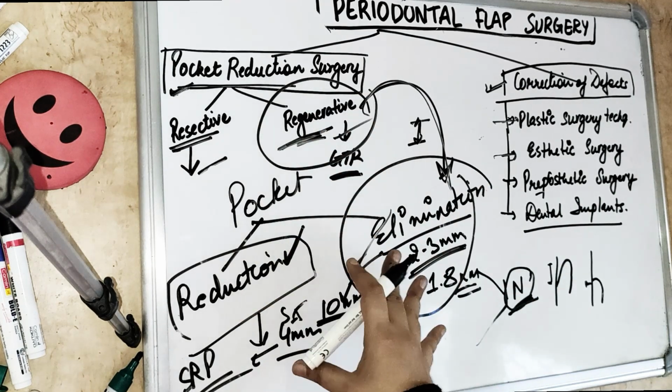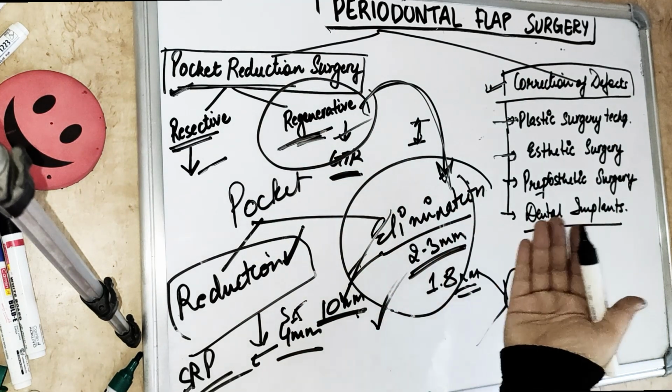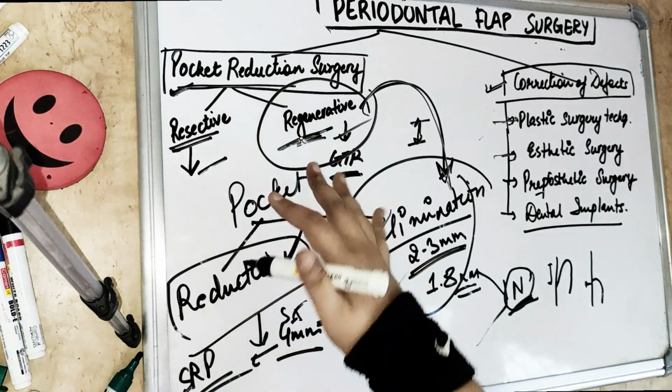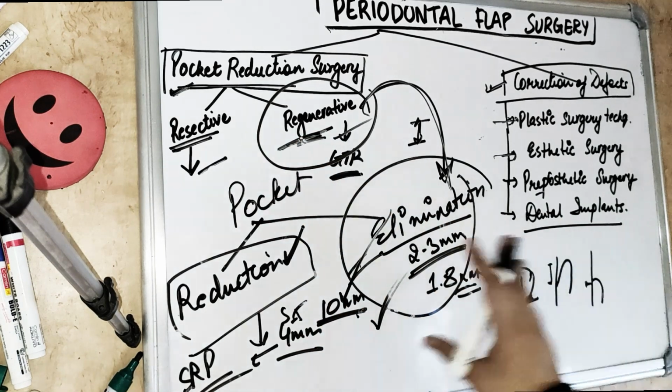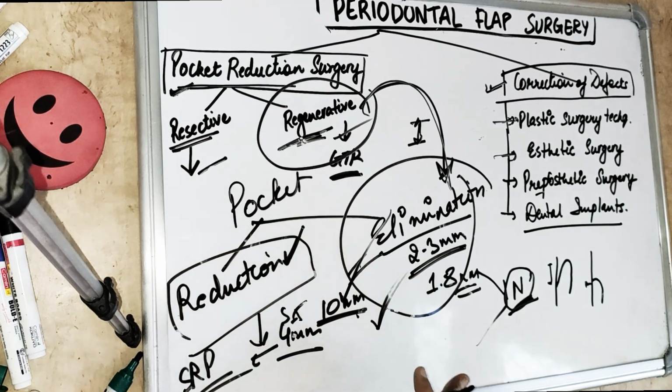For regeneration, if you are doing that, that will be again an eliminating procedure, because you are regenerating it. That means it will automatically come back to the normal. So according to that, we have reduction or elimination.